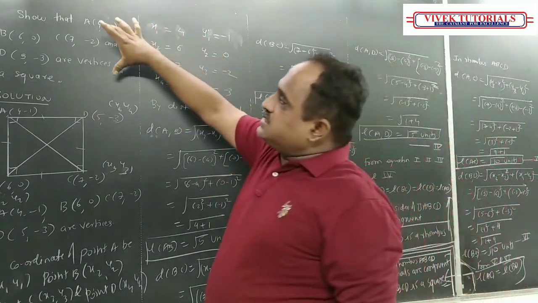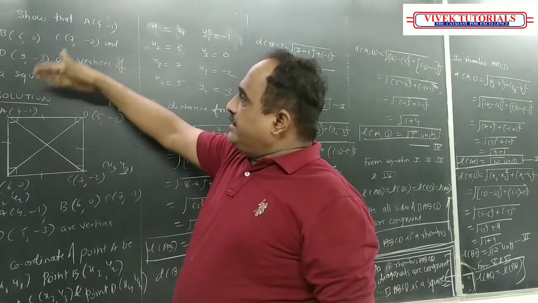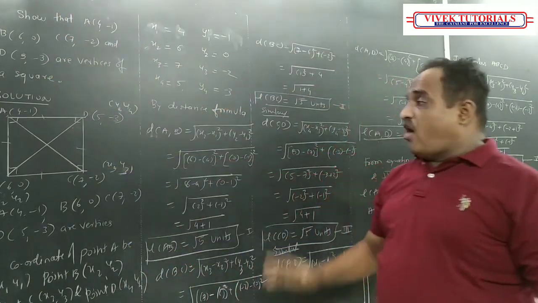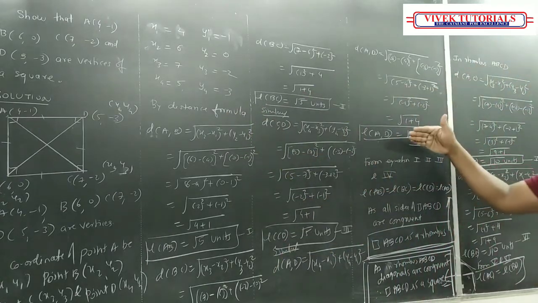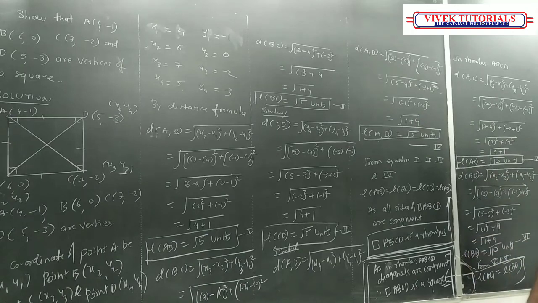To prove that this is a square, they have given all the vertices. So I found out all the values: distance AB, distance BC, distance CD, and distance AD. All were equal, all the lengths are equal. That's why it is a rhombus. After rhombus, in rhombus I found diagonal AC and diagonal BD, both are root 10, meaning AC is equal to BD. So at last what you are going to write: in rhombus ABCD, diagonals are congruent. That's why quadrilateral ABCD is a square.